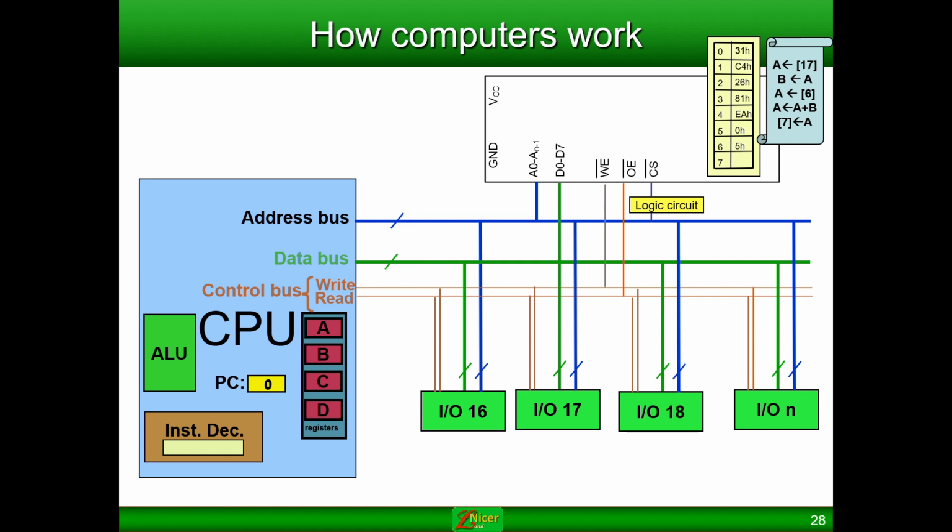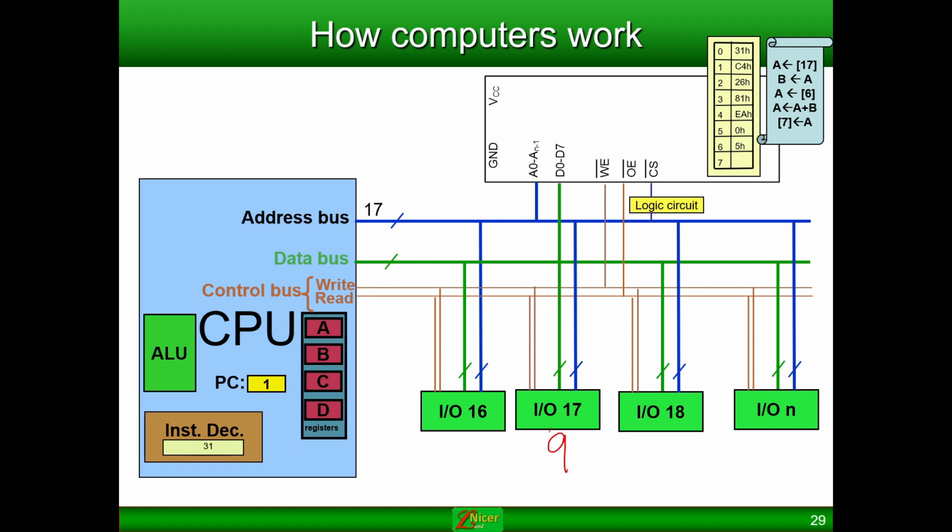How computers work. So now we have different addresses. We have the code that is to be run by it. So we start from 0. The address bus is 0. We see what is at 0. It has 31H. So the instruction decoder gets 31 from there, through the data bus to the instruction decoder.